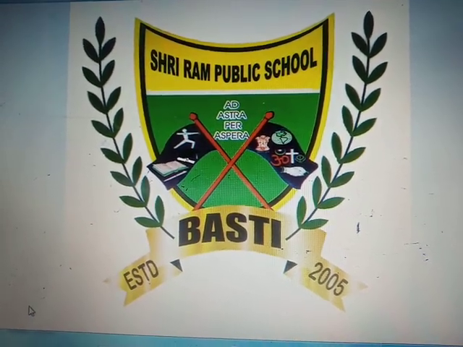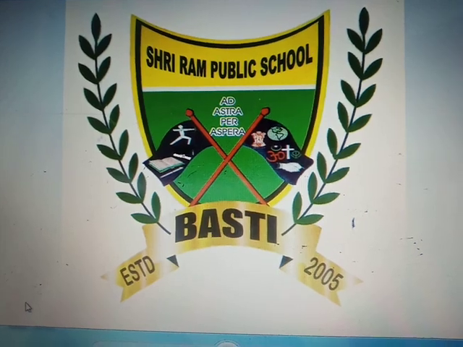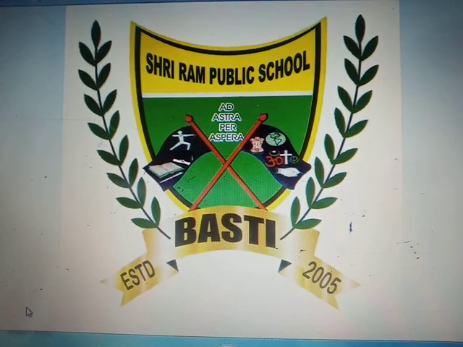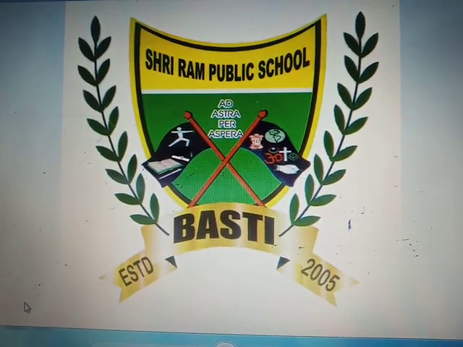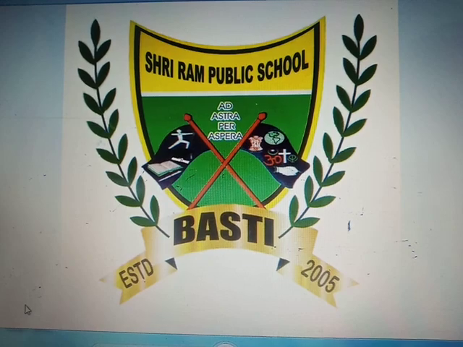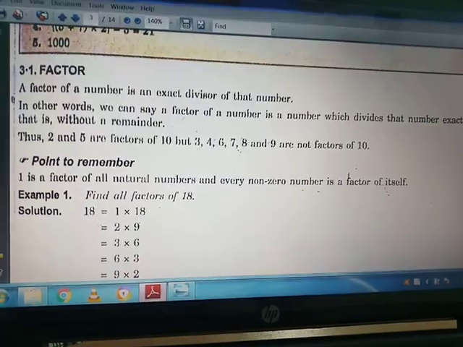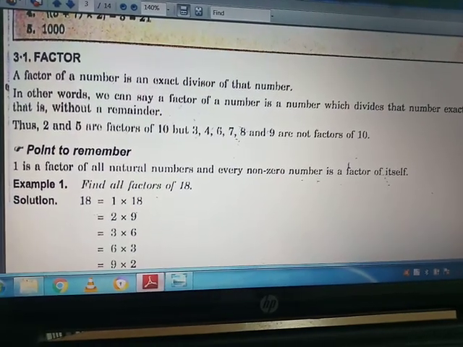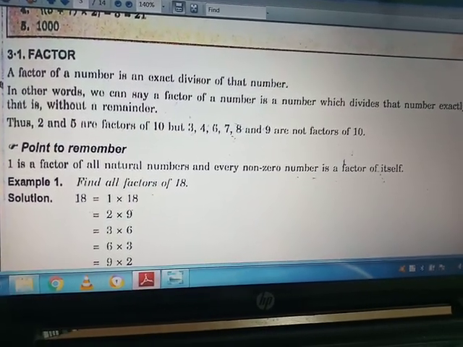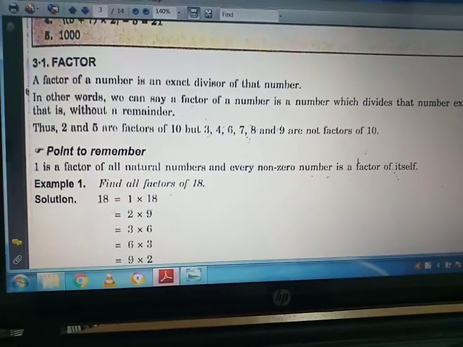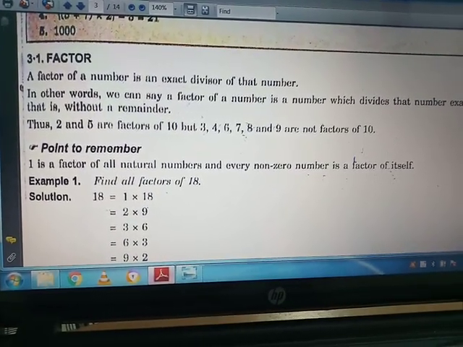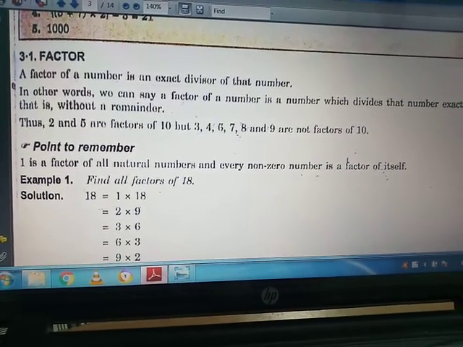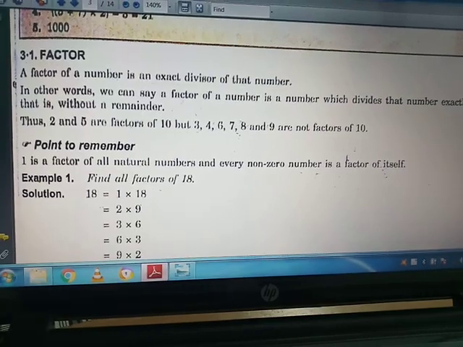Before that we will learn the factors. We will learn what a factor is and how factors are determined for any number. So here is our topic, factor. A factor of a number is an exact divisor of that number. Basically, the factor of any number is the number that is an exact divisor of that number. So we will see it with an example.